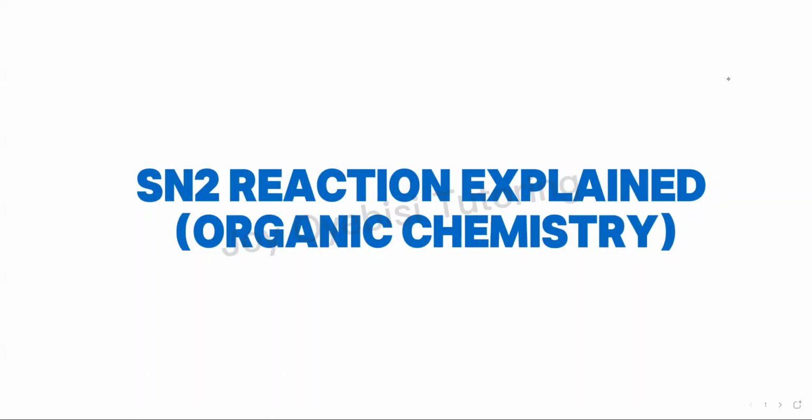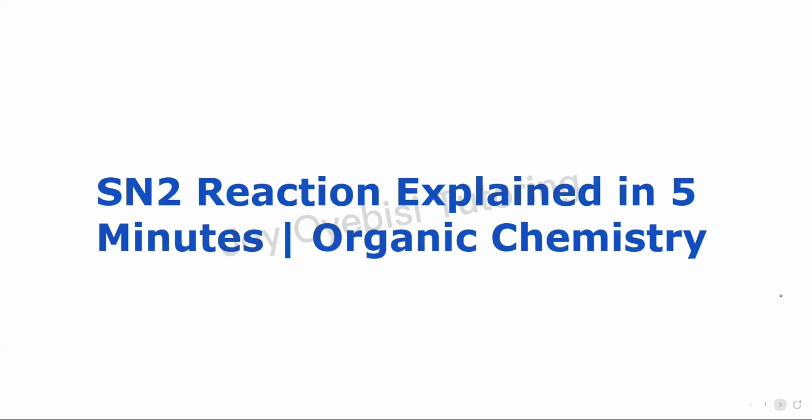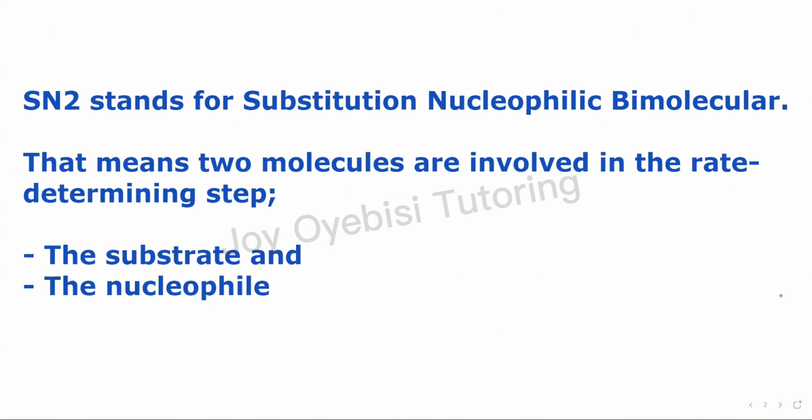In today's video, we're going to be diving into one of the most important reactions in organic chemistry, which is the SN2 reaction. By the end of this video, you will understand how it works, what affects its rate, and why it's called bimolecular substitution. Let's get started. So SN2 stands for substitution nucleophilic bimolecular. And that means that two molecules are involved in the rate determining step, the substrate and the nucleophile.